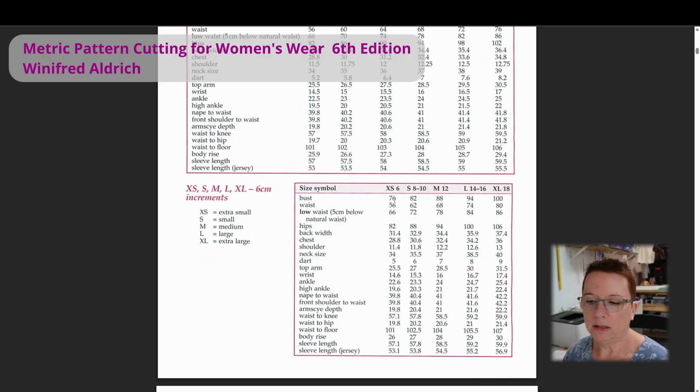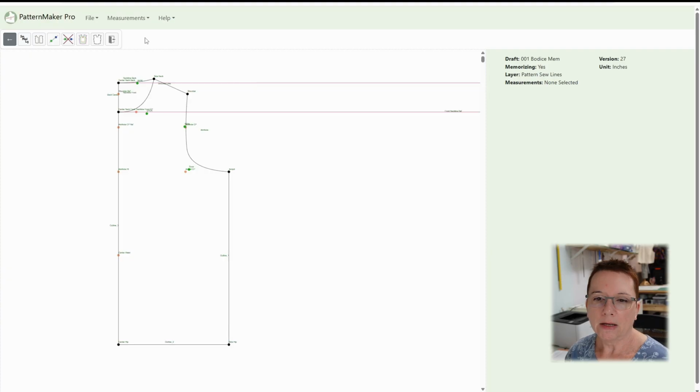And the first thing we need to do is create a measurement set. Actually, I need 2 of them based on this information. And the 2 that I'm going to build in the PatternMaker Pro is the small and the large. And the easiest way to do that quickly is using a CSV file. I could come in here to measurements and add a measurement set and go in and add each measurement, but importing it is much quicker.